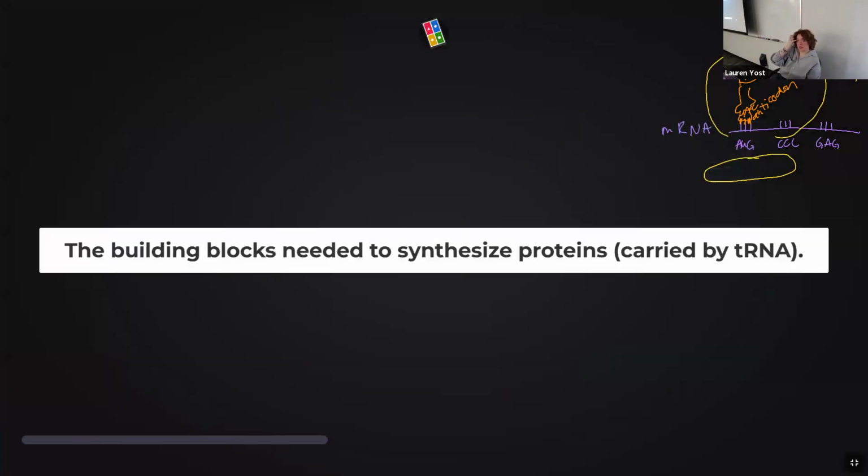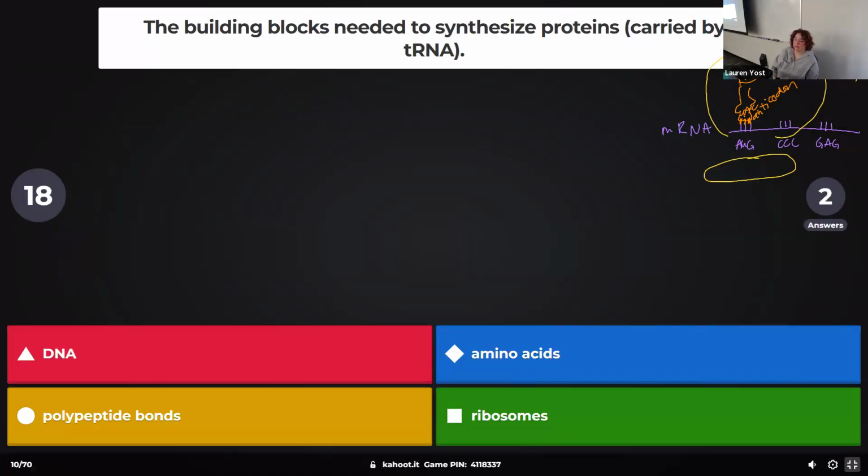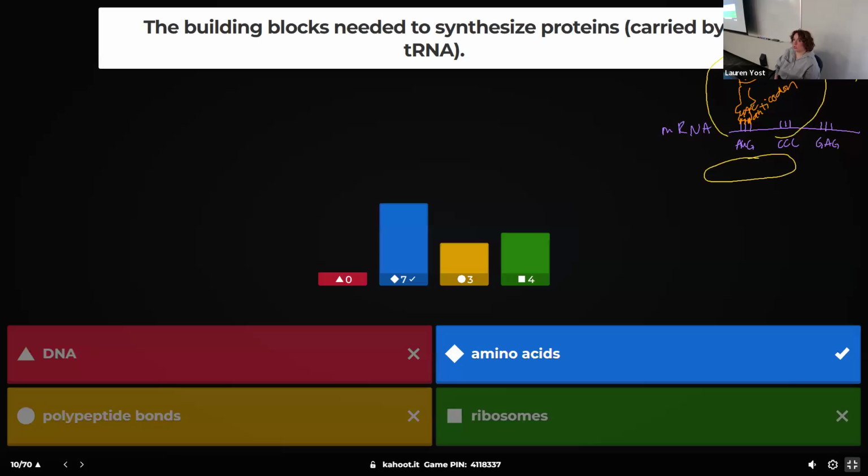Right. The building blocks needed to synthesize proteins that are carried by the tRNA. We actually learned in Unit 1 about what these building blocks were. It was in Unit 2 when we learned that the tRNA carries them. So those are the amino acids. Amino acids are the building blocks of the protein carried by the tRNA. And again, because the anticodon matches the codon, it knows to bring in whatever amino acid.